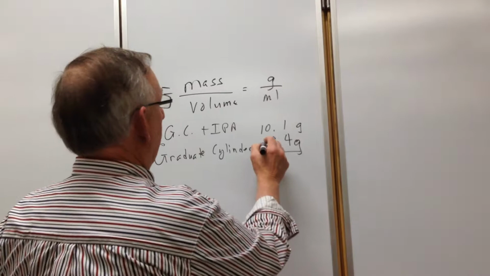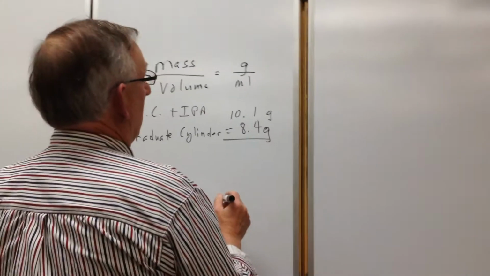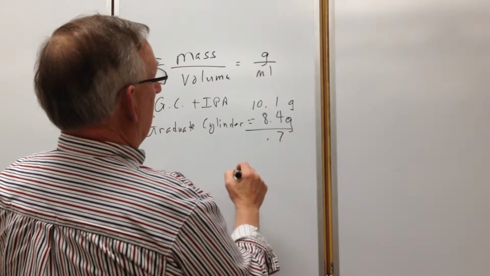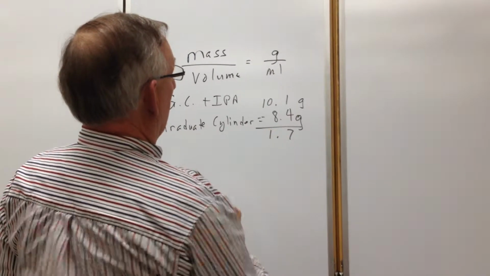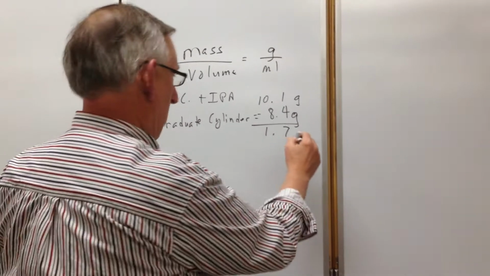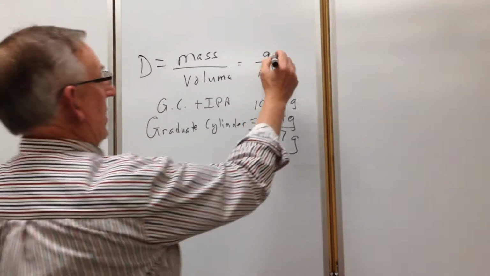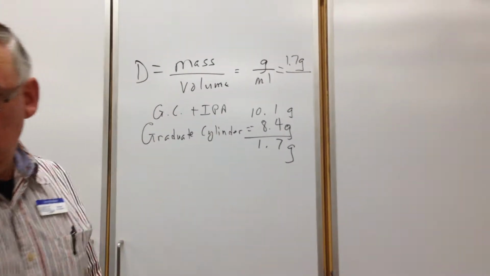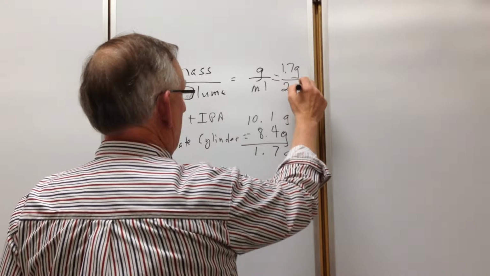So you subtract to get the mass of the alcohol. So you can put me on the spot here, see if I can subtract. So that's 1.7 grams, if I've done the math right there. So the mass is 1.7 grams, and the volume is 2 mils.